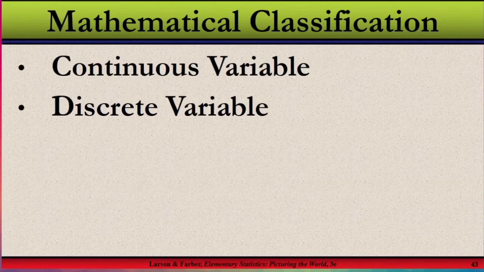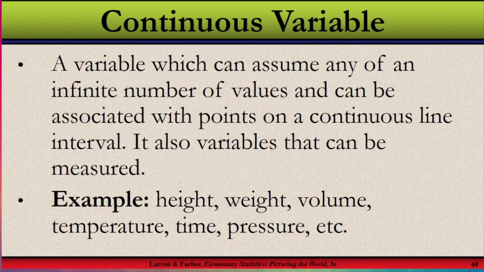So, mathematical classification naman tayo. Meron tayong continuous variable and the discrete variable. Pag sinabing continuous, a variable which can assume any of infinite number of values and can be associated with points on a continuous line interval. It is also variables that can be measured. Lagi nyo tatandaan kapag ang tinatanong ay mathematical classification, ito ay under ni numerical data. Lahat ng data natin dito ay numerical.